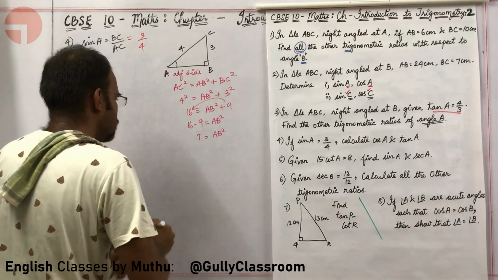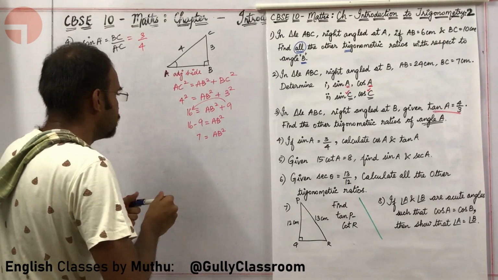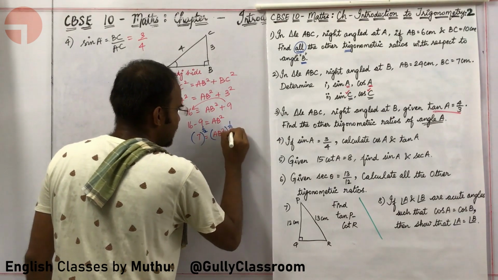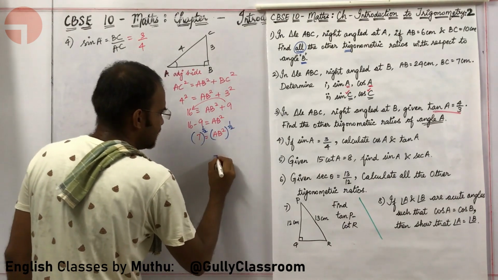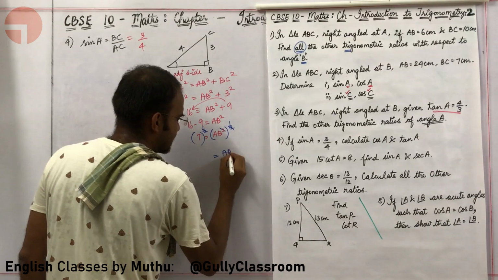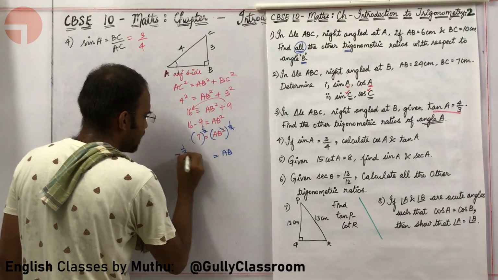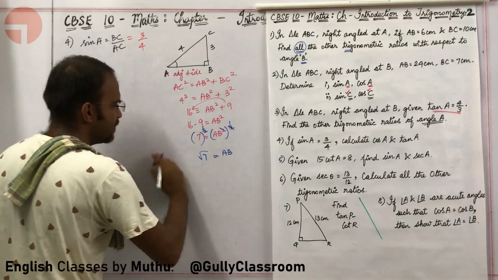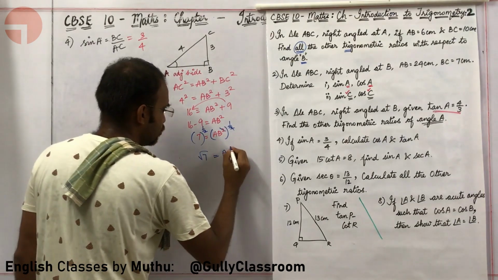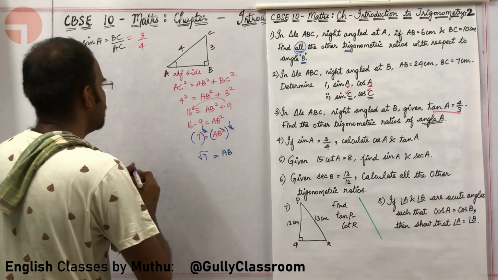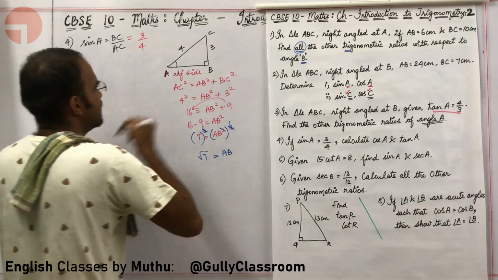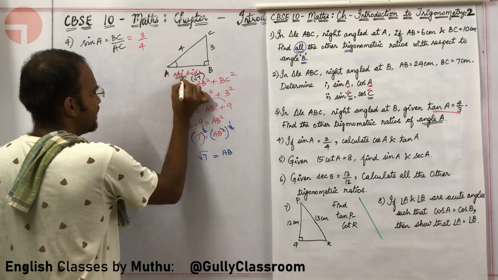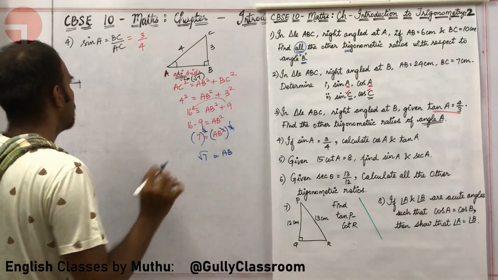How am I supposed to do this? Applying root on both sides, so power half. What will happen here? This half and this half will get cancelled. 7 power half can also be written as root 7. So what is the value of the adjacent side over here? The value of the adjacent side over here is root 7.